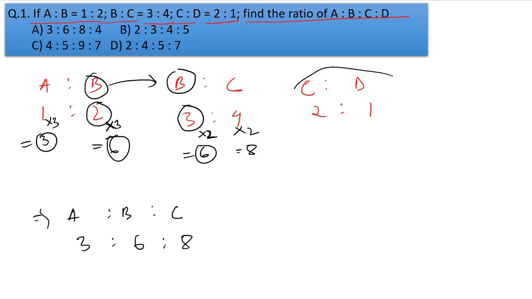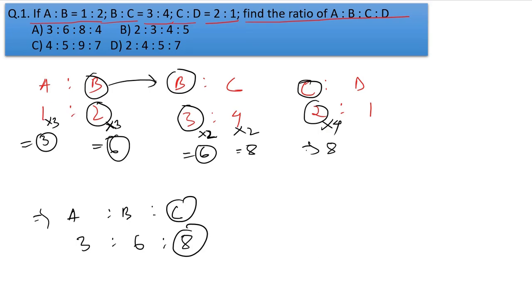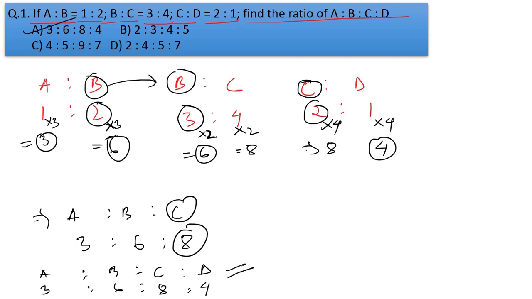Now let us look at here. Here we have C, here we have C, here we have 8, here we have 2. These should be equal, so we multiply here by 4, this 4 to the 8. I multiply by 4, therefore A is to B is to C is to D equal to 3 is to 6 is to 8 is to 4. Hence, option A is our correct answer.